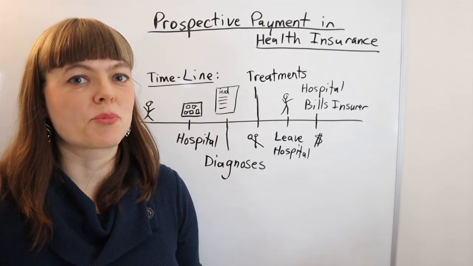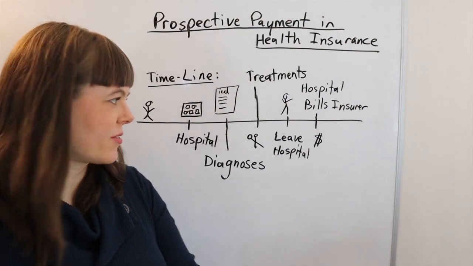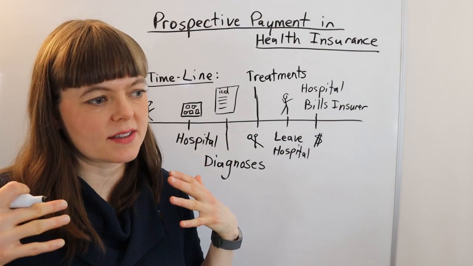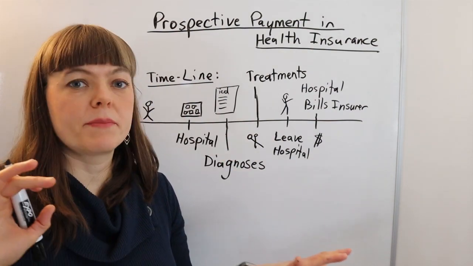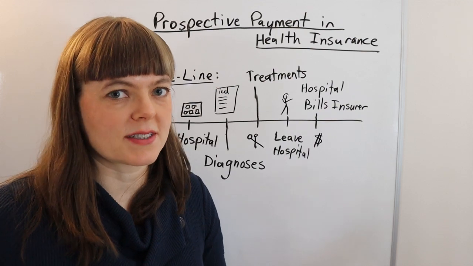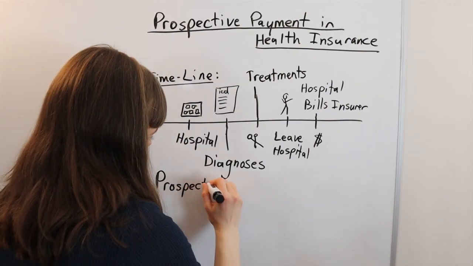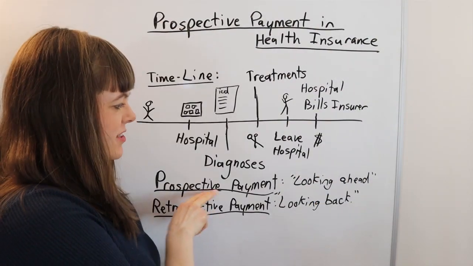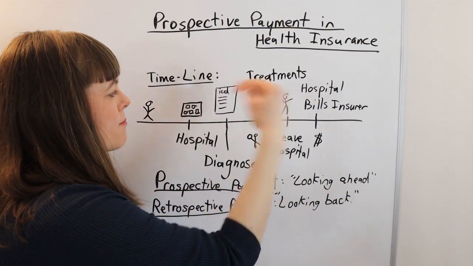I'm going to explain prospective payment in health insurance. To think about this, it's helpful to use a timeline, because prospective payment basically means looking forward, and it will be contrasted with retrospective payment. So let me write those two definitions. Prospective payment is looking forward in time, and retrospective payment is looking back.